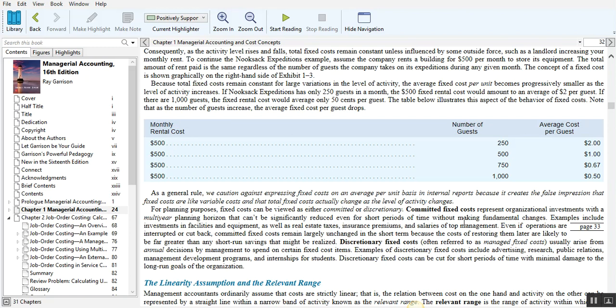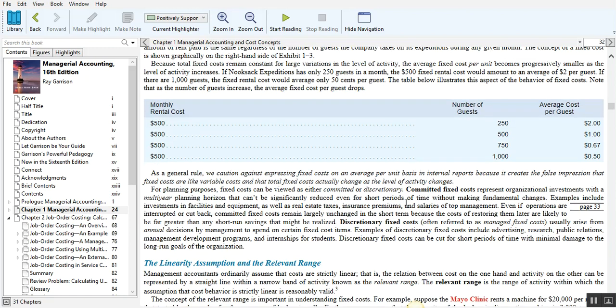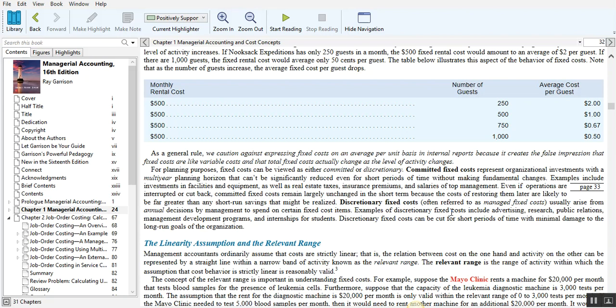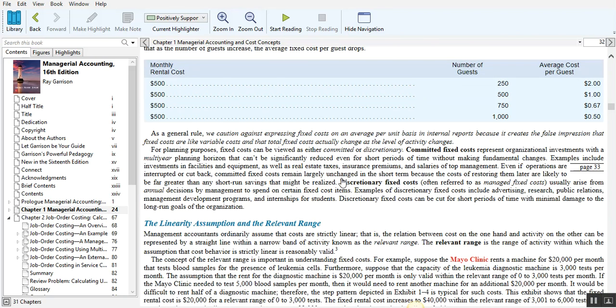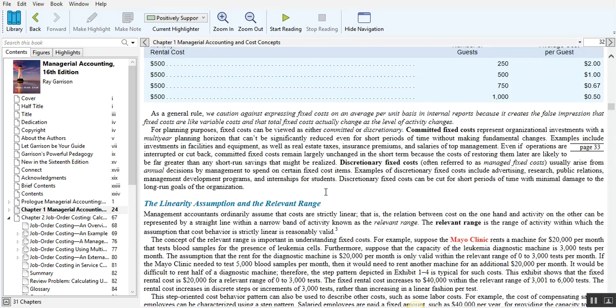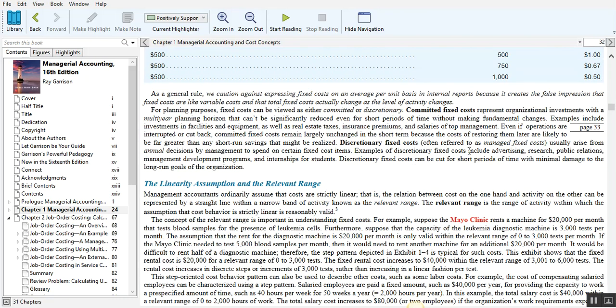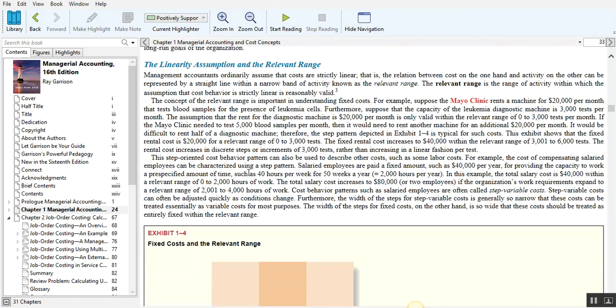So when we have fixed costs, we're either committed or discretionary. When we have committed ones, we have a specific commitment to those fixed costs that will not change based on what our plans are. But discretionary fixed costs are usually going to arise from annual decisions about fixed cost items. So this would include advertising, research, public relations, and so on.